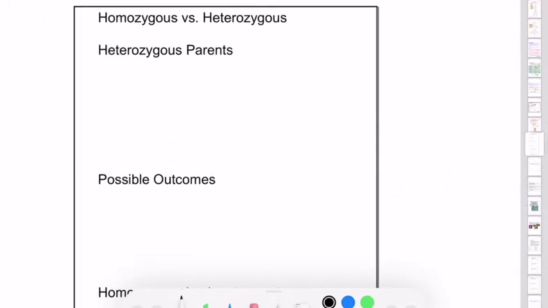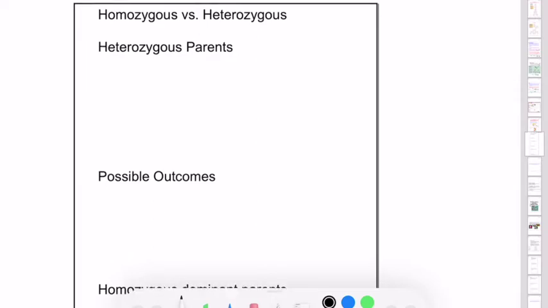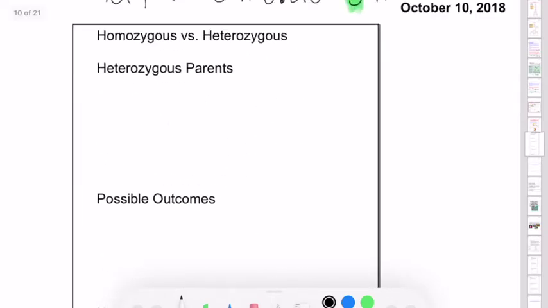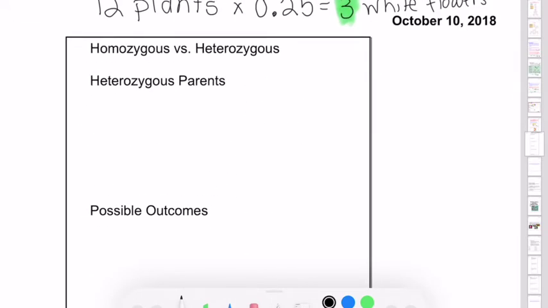So now I'm not exactly sure what is going on here. It says homozygous versus heterozygous. So it wants us to do some examples here. So I will try some examples out with you. The first one is a heterozygous parents. So that's the one we just did. But we can do that one again if you'd like. I'll do that one a little bit quicker.